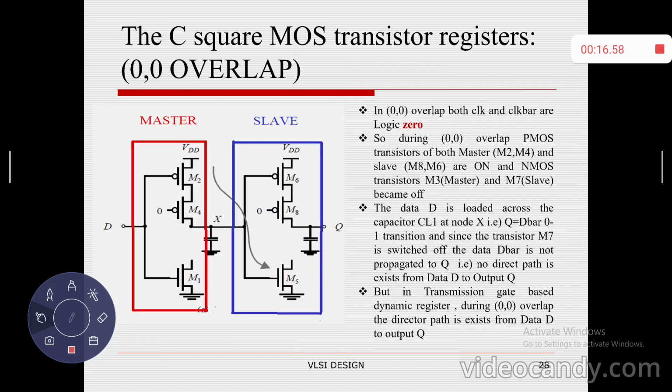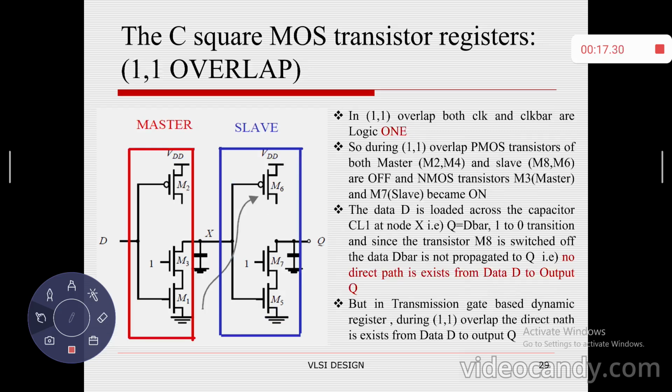So this is the circuit schematic for 0, 0 overlapping. As I said, 0, 0 overlapping means both clock and clock bar are 0. When 0, 0 overlapping happens, the PMOS of both master and slave will be active and the NMOS transistors will be disconnected, so a direct path should not exist from D to Q. When 1, 1 overlapping happens, the PMOS of the master stage and slave stage will be open, so there is no direct path from D to Q. Thank you.